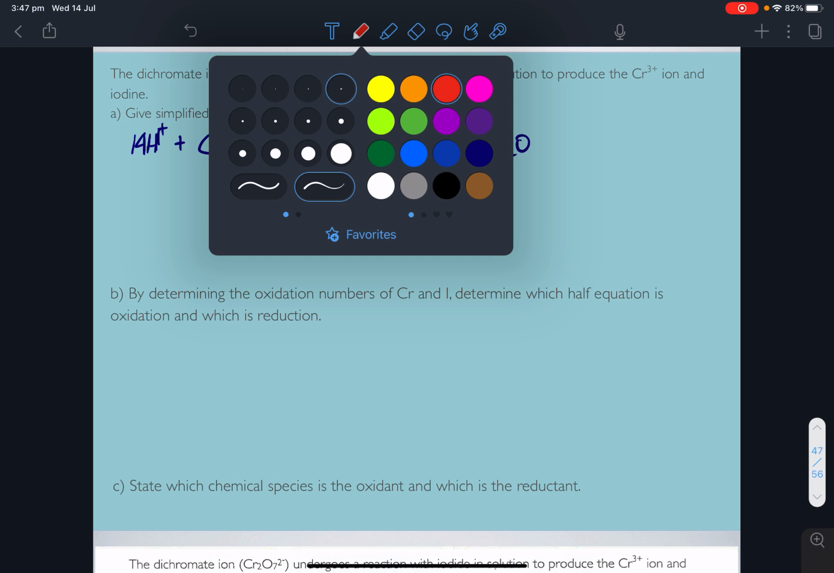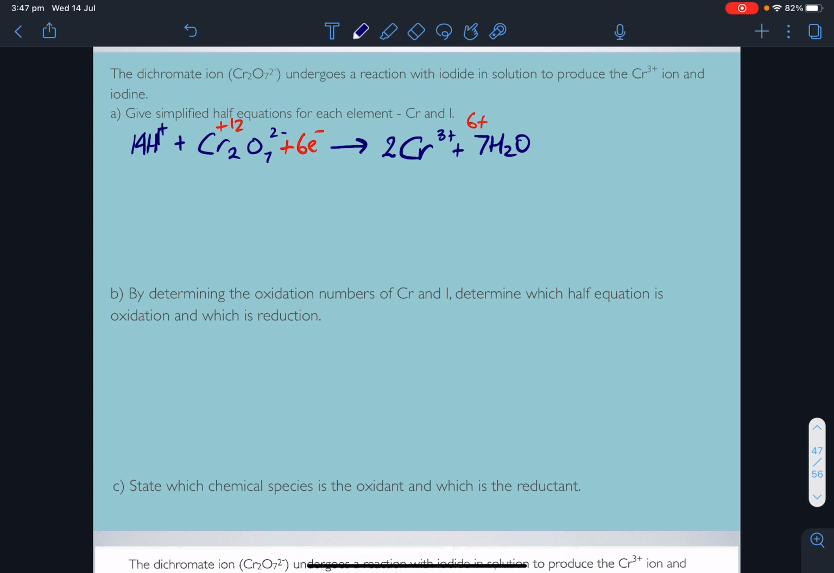I'm going to do my other one. What did we have? We had iodine in solution. It's a halogen, so it's I2, and it's going to iodide. Oh, hang on, I've got it around the wrong way. Dichromate undergoes a reaction with iodide. Oh, lucky I checked that. Iodide is the reactant, I minus, and it's producing iodine, I2.